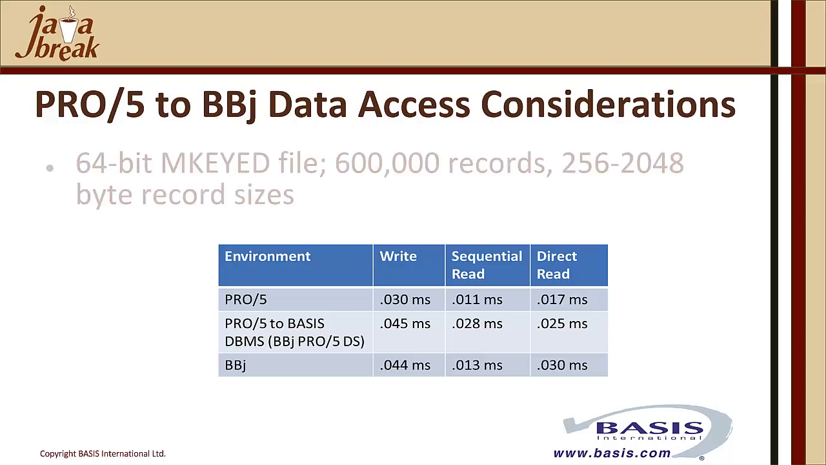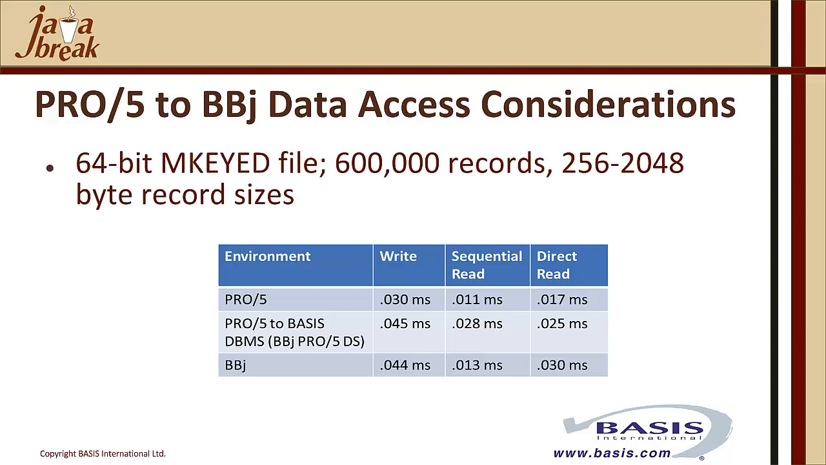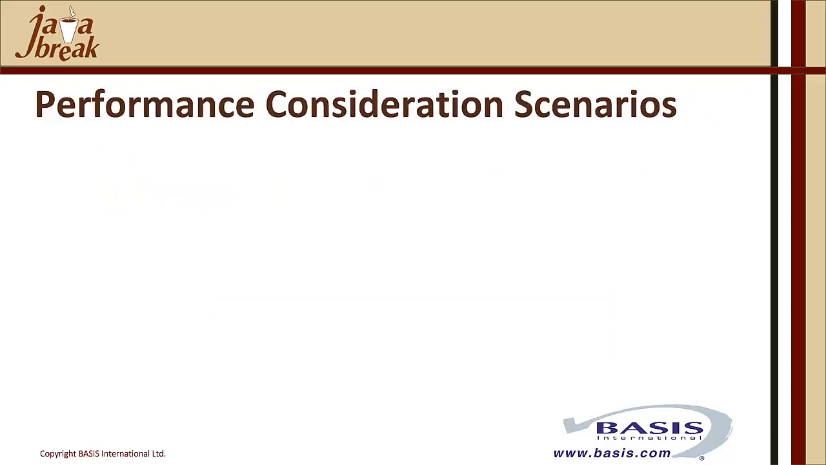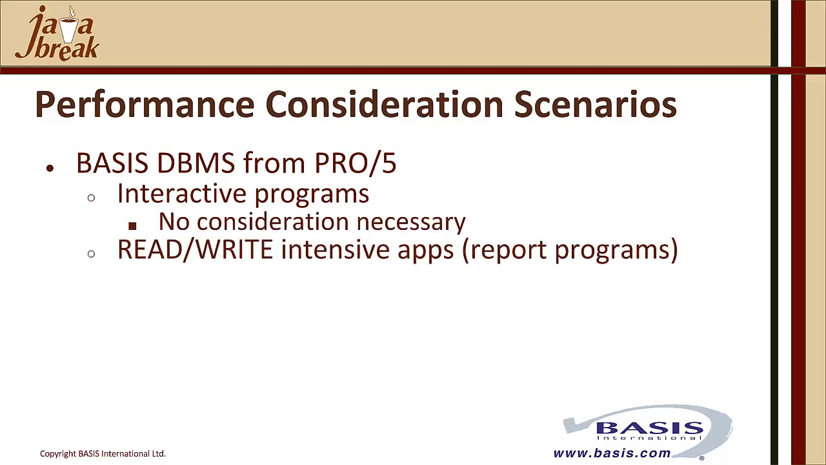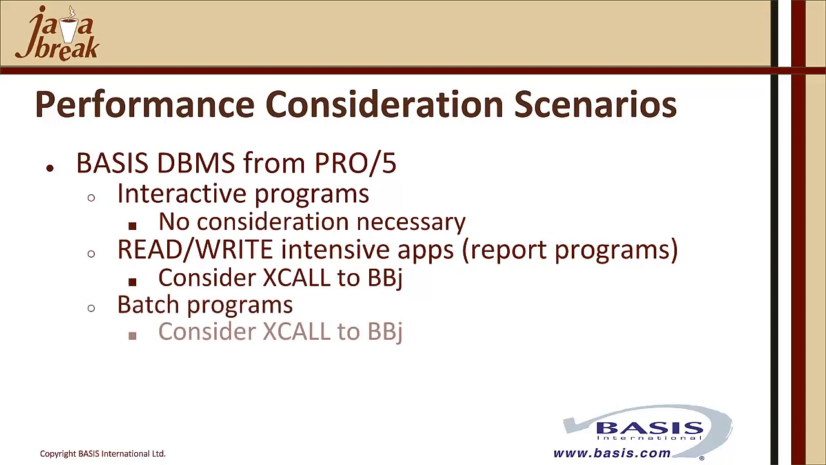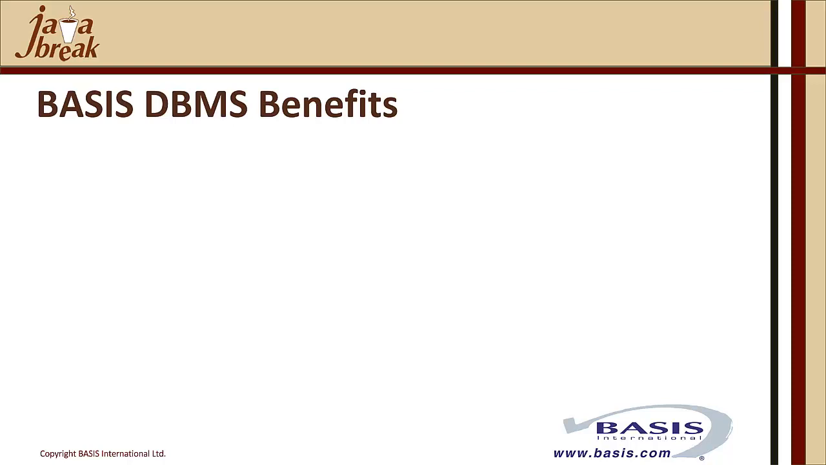If you compare Pro 5, again using that default 64-bit mkeyed file, doing some very simple writes, sequential reads, and direct reads, you'll see again performance is very comparable in that environment, and you should not expect to see any change in your user's experience with interactive programs. There's no consideration necessary. For read-write intensive apps, we suggest you consider using xcall again to BBJ, and similarly in your batch programs.